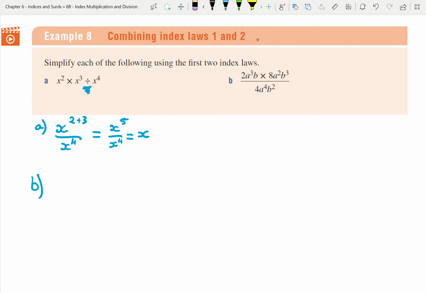Part B, similar process. I'm going to do the multiplication first and then do my division. So 2 times 8 is going to be out the front. Then we also have a to the power of 3 plus 2. So there's our 3 and our 2. And then we're going to have b to the power of 1 plus 3. So our 1 is invisible there and our 3 is over there. That is still all over 4 a to the 4 b squared.